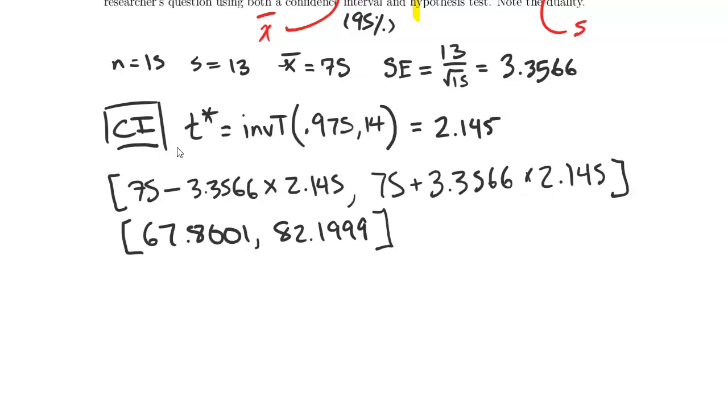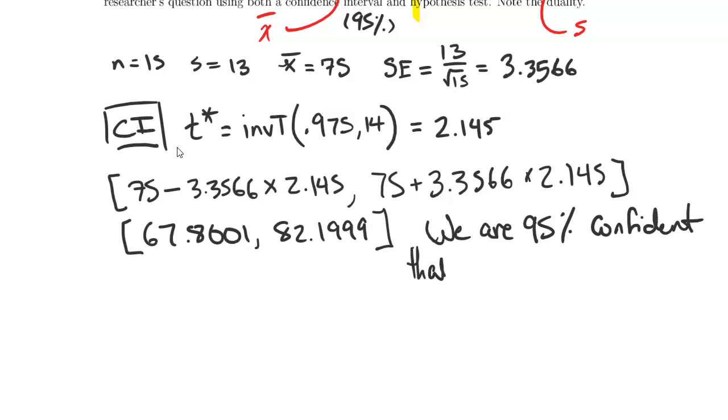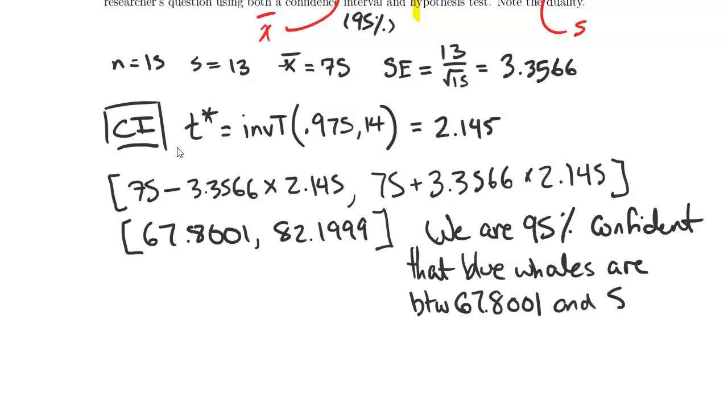So we are 95% confident that blue whales are between 67.8001 and 82.1999 feet long on average.